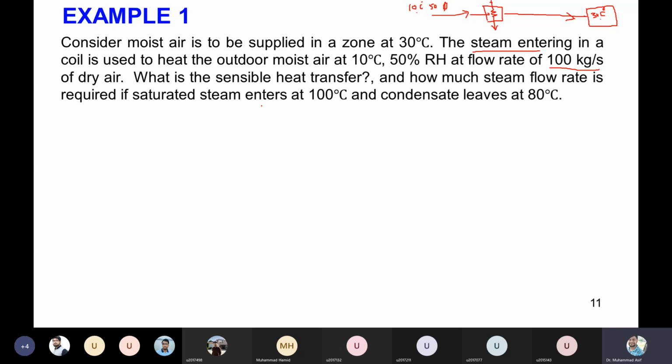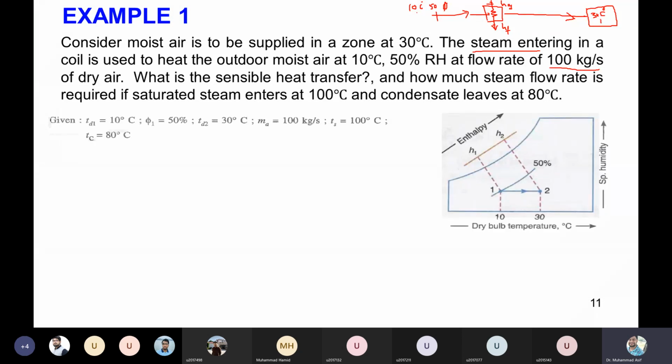If saturated steam enters at 100 degrees C and condensate leaves at 80 degrees C, then when the steam enters, it is saturated steam, which we represent with Hg, and when it leaves, it is the condensate, also called Hf. First of all, you can draw the indoor condition and outdoor condition on the psychrometric chart, which is very simple. For example, the outdoor condition, if you know any two properties, is 10 degrees C and 50% relative humidity.